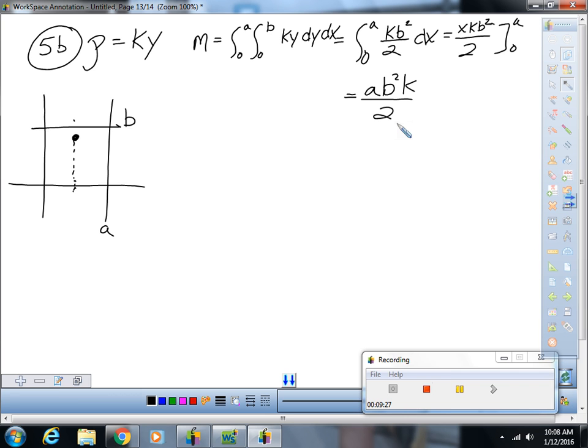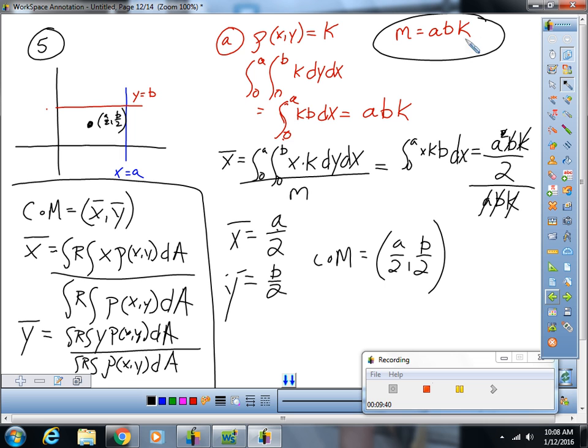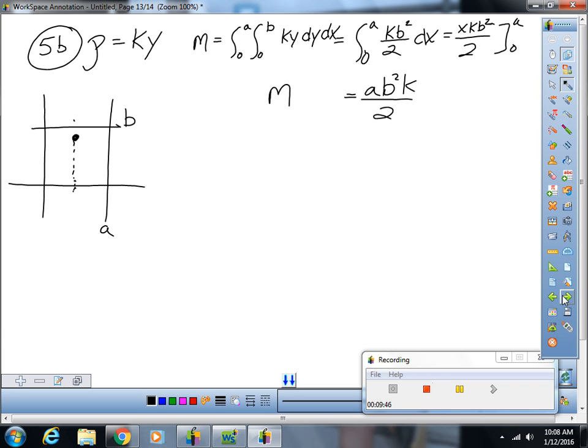What did I just find again? Our mass. What has happened to our mass compared to part A? It's gone up by a factor of b over 2, right? We've multiplied it. It's gotten bigger. Our mass has gotten bigger. That makes sense because our density has gotten bigger. Got it? Okay.